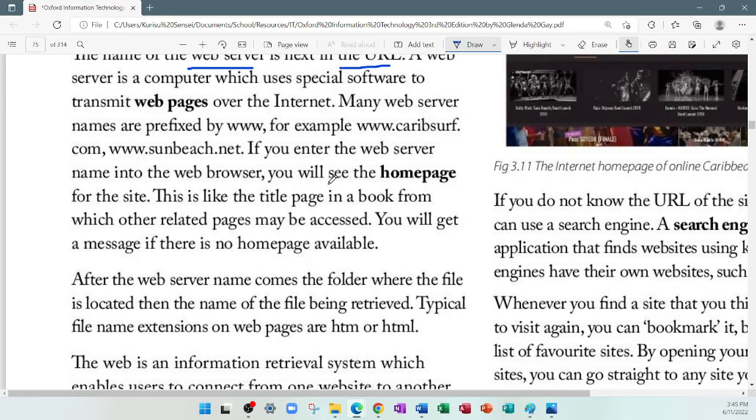What else? Whenever you open a website, the first page is usually always the home page.